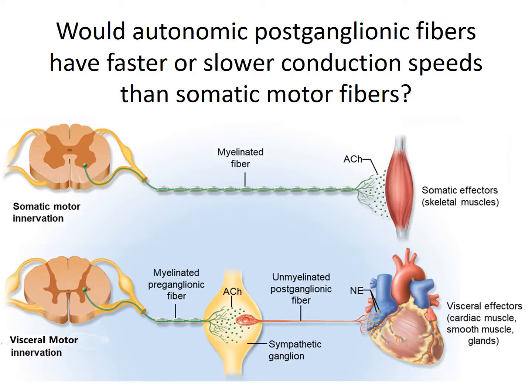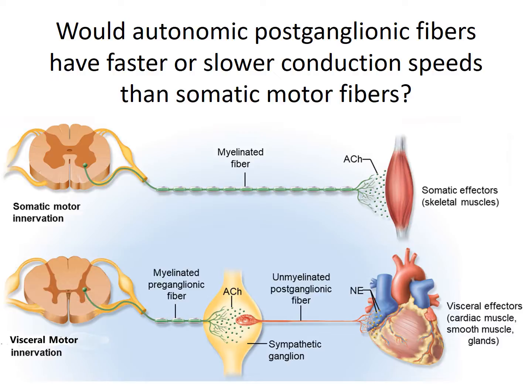So part 2: would autonomic postganglionic fibers have faster or slower conduction speeds than somatic motor fibers? What would you say? Well, how does myelin affect conduction speeds? If this is a somatic motor neuron, and this is a pathway of the autonomic motor neuron, how does myelin affect conduction speeds? In the presence of myelin, conduction speeds are increased, right?